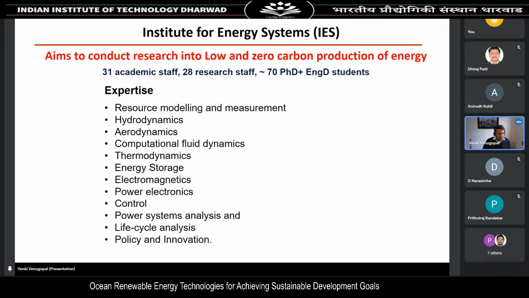And our expertise is listed here. We do resource modeling and measurement. Resource modeling includes wind, wave, tides, solar, and so on. And we have expertise in hydrodynamics, aerodynamics, computational fluid dynamics, thermodynamics, and we have research colleagues working on energy storage, electromagnetics, power electronics, control, power systems and analysis, life cycle assessment, policy and innovation. So these are all the key areas that we work on and do our research.